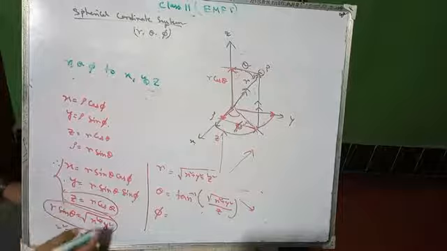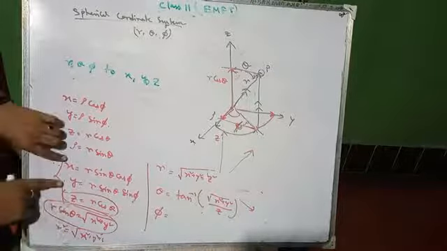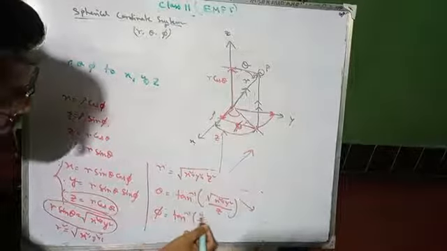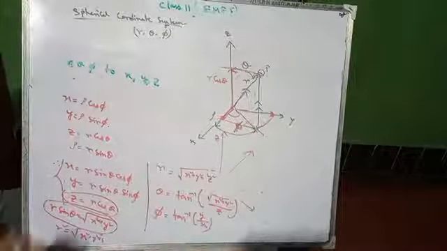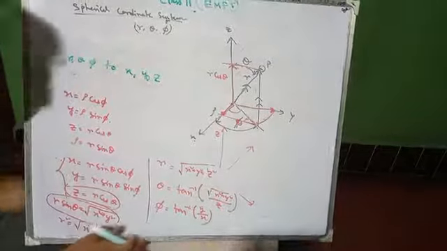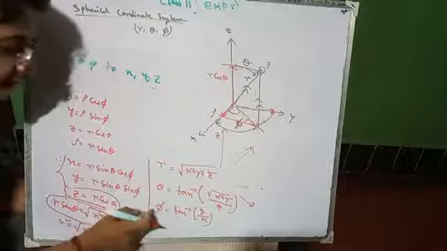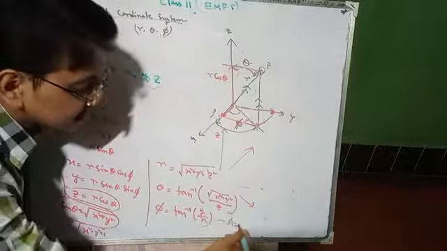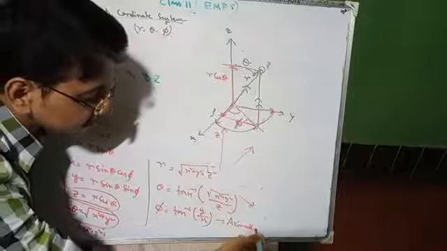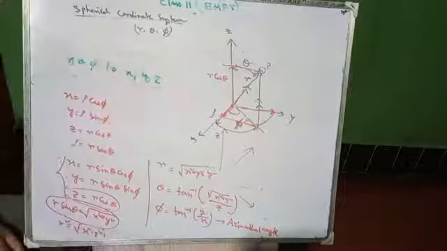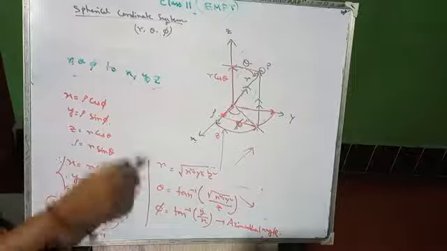And what is phi? Phi is nothing but, if we divide these two, tan inverse y by x, which is exactly the same as for the cylindrical one. For the cylindrical one, we again get phi equals tan inverse y by x, which is called the azimuthal angle. So this is the relation between x, y, z and r, theta, phi.